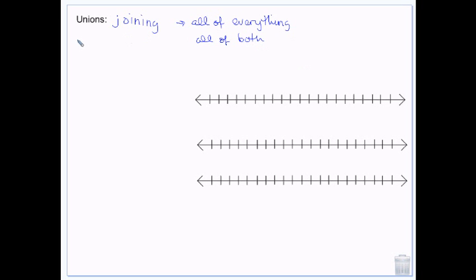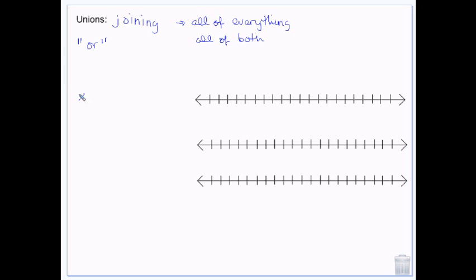Okay, and they're "or." I like stripes or polka dots. That means if it has stripes on it, I'll get it. If it has polka dots on it, I'll get it. I'll get both. If it has both, I'll get that too. Everything with stripes and polka dots.